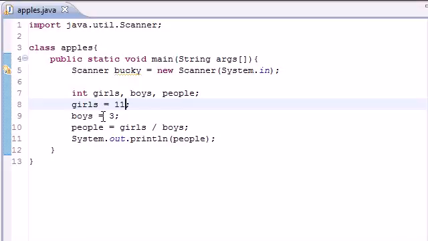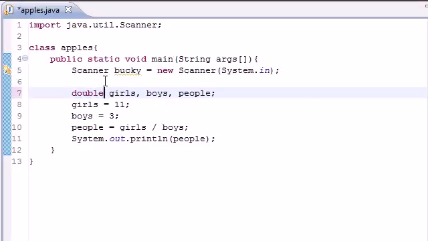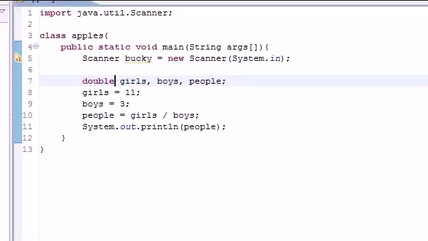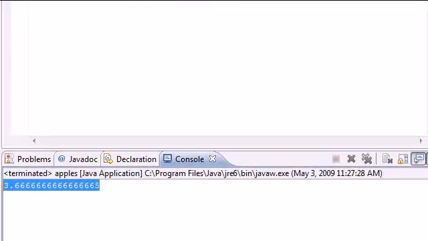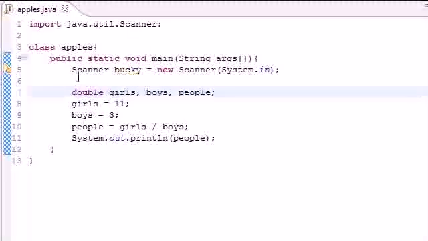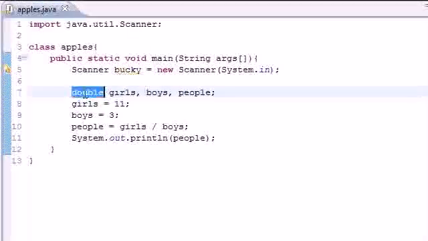Well, Java said, alright, you want to work with ints? Ints are whole numbers, so whenever you ask the question in ints, I'm going to give you an int. So if you want to get this number exact, you need to use double. So go ahead and press OK, and there's your answer, 3.66. That's the difference between int and double. Int gives you whole numbers, and double gives you a fraction of a number, or numbers with decimal points.